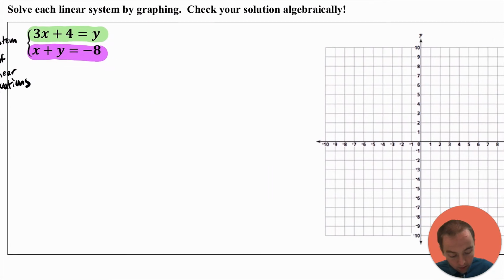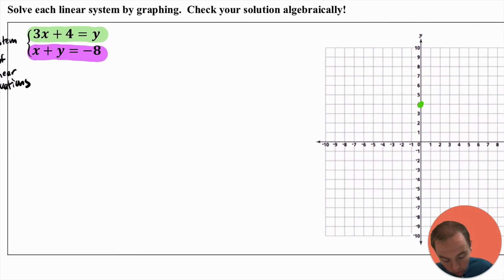And so on the graph right here, with a y-intercept of 4 and then a slope of positive 3, this is going to give me the graph of that green condition. So any ordered pair, any xy pair on this green line definitely satisfies the green condition.